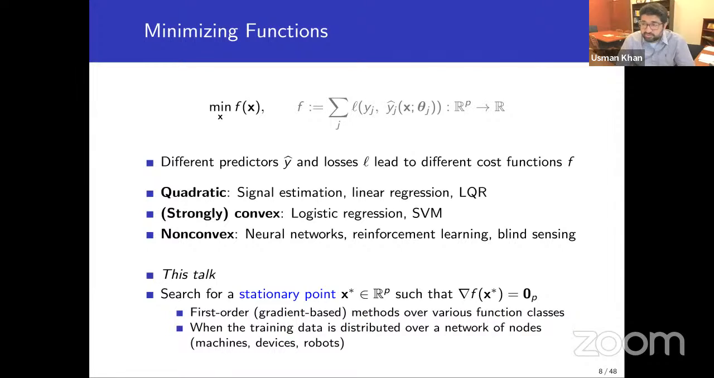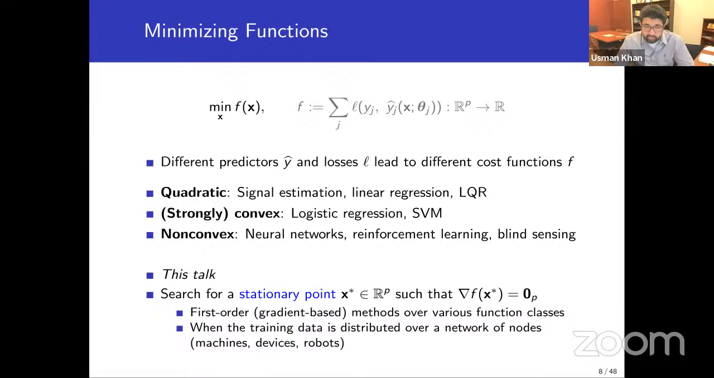And the definition of this stationary point x star is that the gradient of the function that I would like to minimize, at that point x star, the gradient is 0. Now, if the function is quadratic, 0 gradient means something. If a function is strongly convex, it means something else. If a function is non-convex, it means something else. And I'll go over the exact description in a bit.